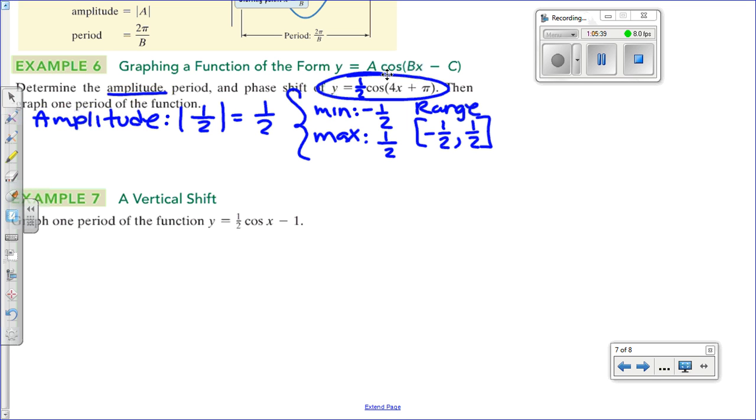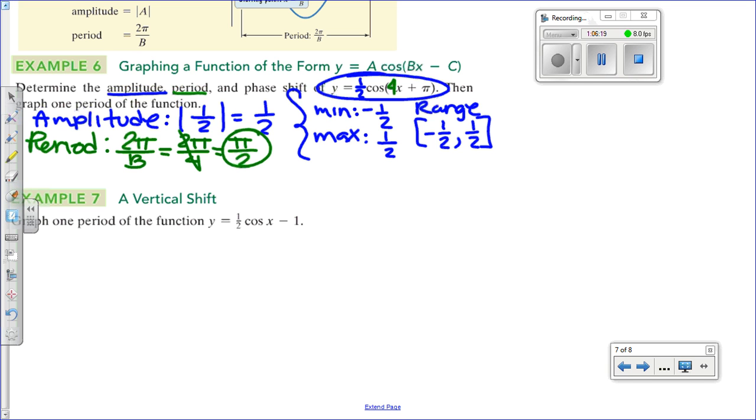Now for the period, we're going to look at this constant, which is 4, and we're going to use it to determine our period by using the formula 2 pi divided by b. In this case, b is equal to 4. So 2 pi divided by 4, if we reduce, 2 can be divided by 2, so that will be a 1 pi. 4 divided by 2 is 2, so that reduces to pi over 2. So our period in this case is going to be much smaller. So this is going to be a very, very noticeable horizontal shrink.